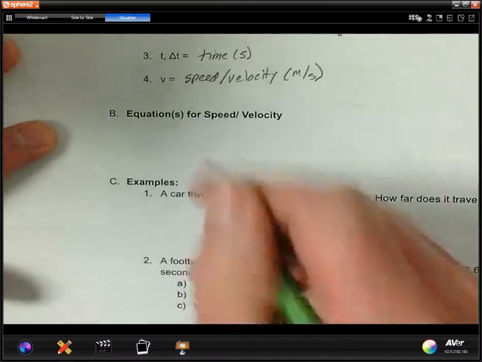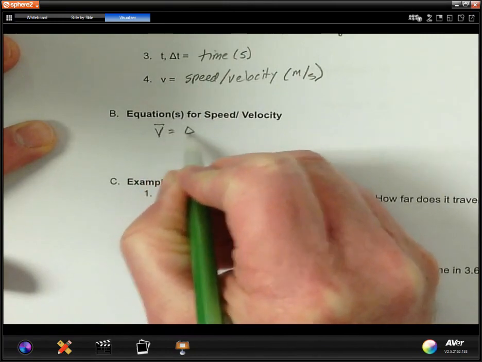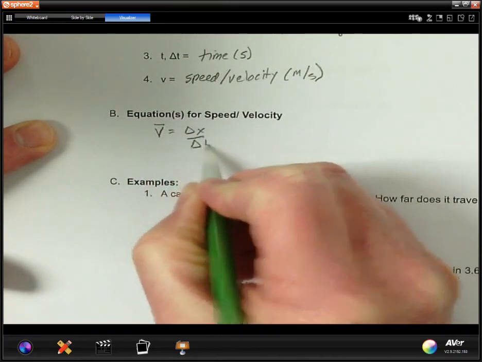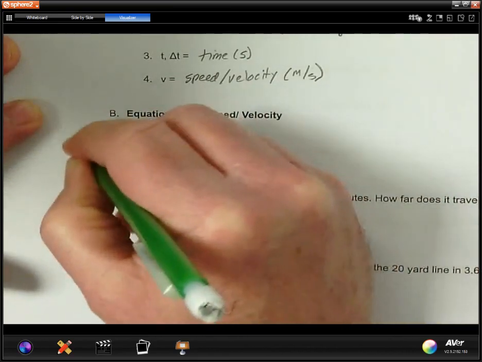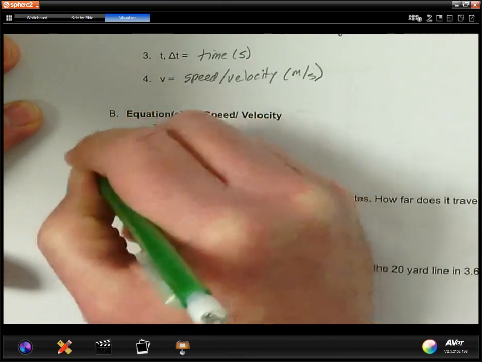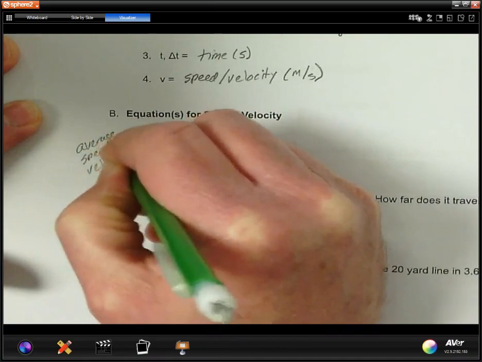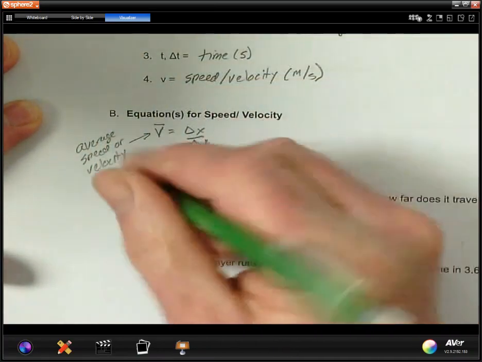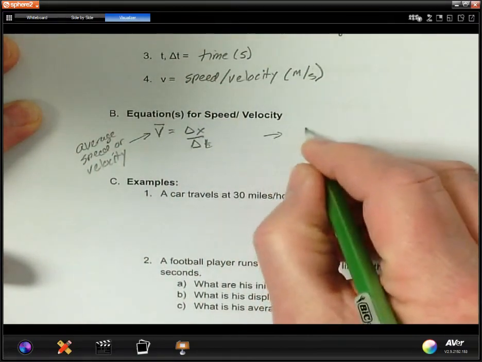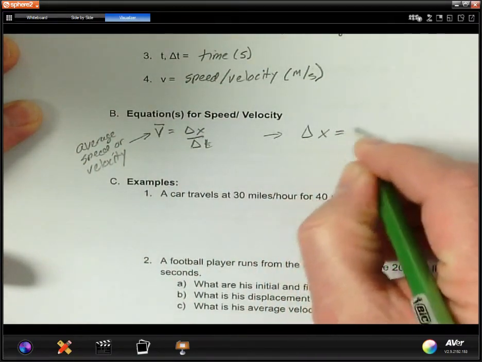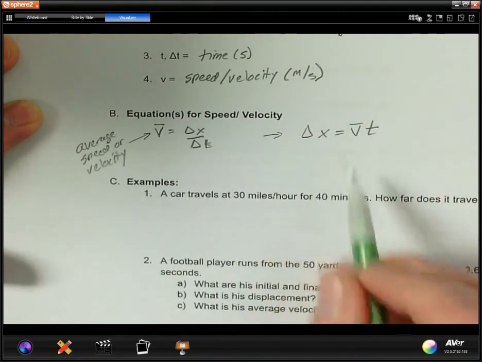Now, the equations we're going to use are very simple. It's just going to be V with a line over it is delta x over delta t. And V is going to stand for average speed or velocity. And I'll talk about what I mean by that in a bit. And I can rearrange this. I'm basically cross multiplying and solving it for position instead of speed.